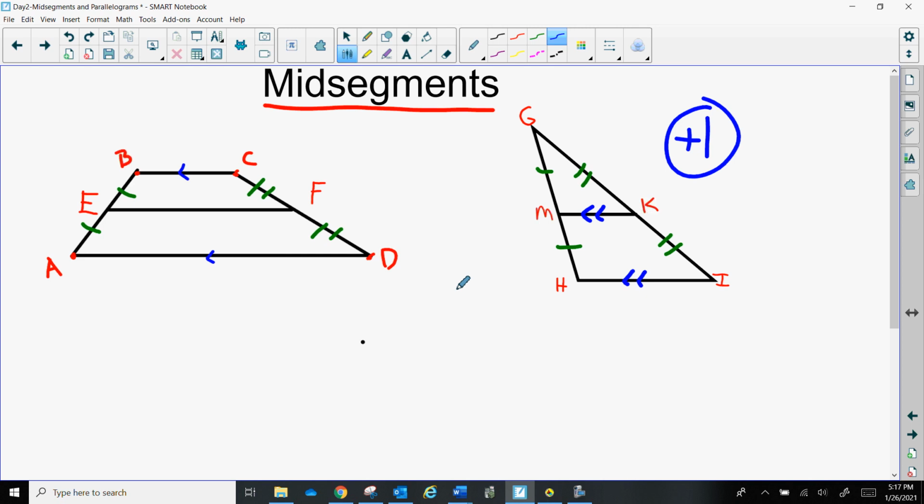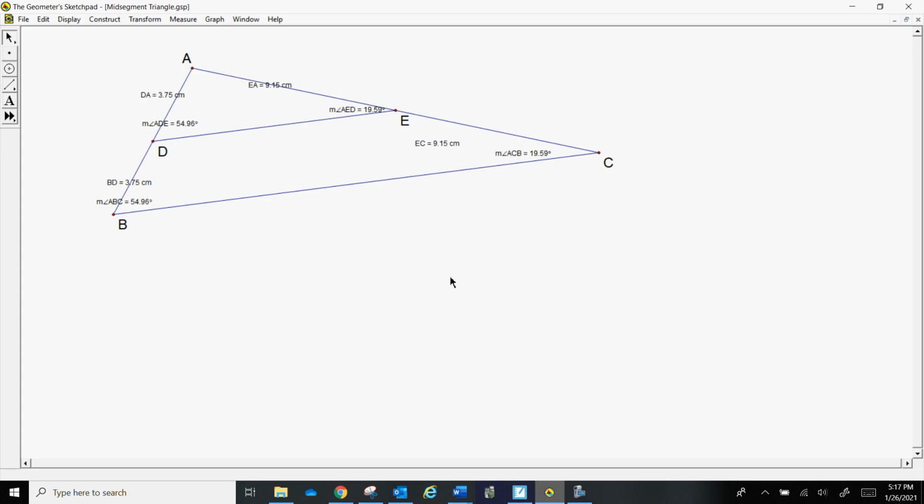So if I came over here and I said, oh yeah, this mid-segment right here is 12 centimeters long, you should be able to find out the length of this base if you know the mid-segment, or vice versa. If I give you the base, you should be able to find the mid-segment. And there is a relationship here, which we're going to find right now by measuring this mid-segment.